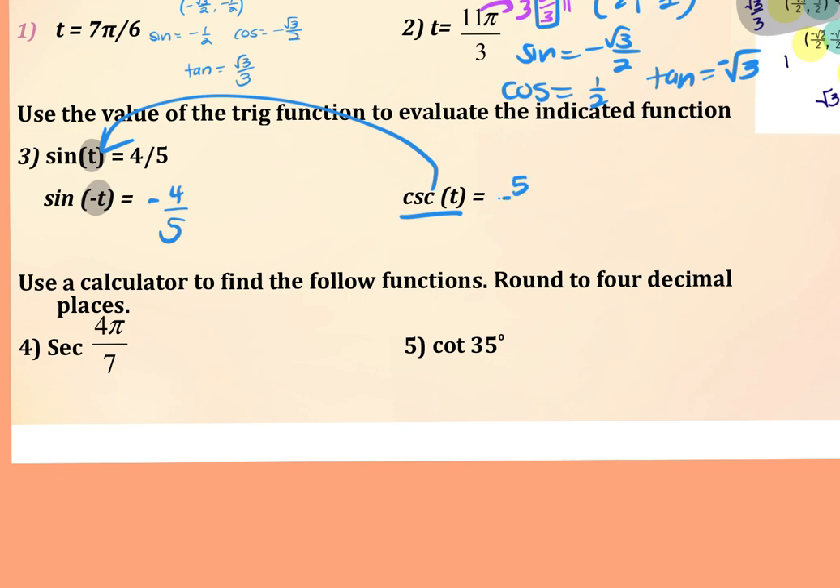So this is 5/4. If it was the cosecant of negative t, now it's the reciprocal of the sine of negative t. So it would have been negative 5/4. And then the last two are just calculator based. Remember, the important thing here is making sure you're in the right mode.